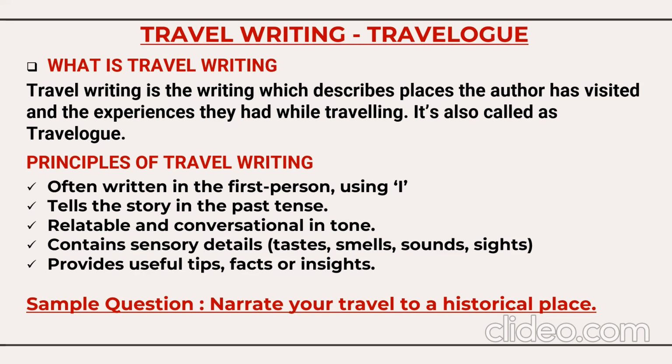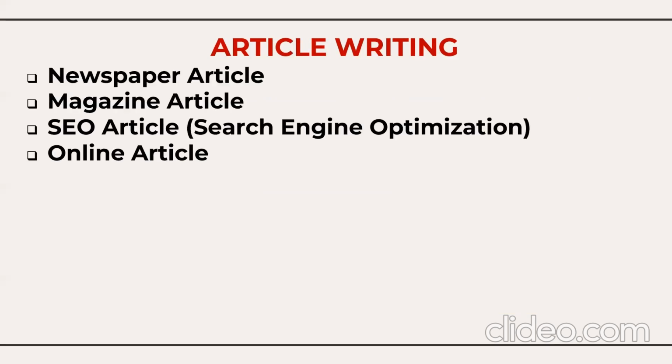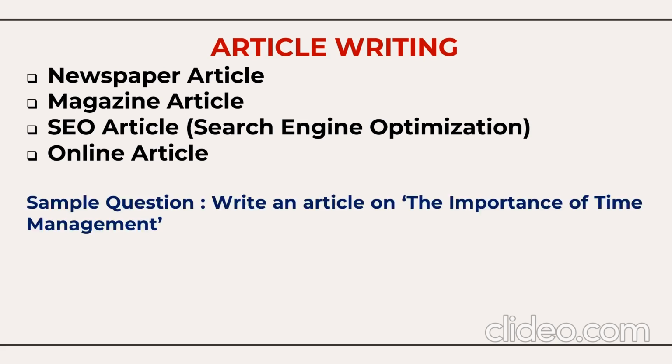Okay, first person, that is I. Next, you have in this section article writing. This is quite the largest section. So you have different types of articles: newspaper, magazine, SEO, online. You need not worry about it. They'll ask you a very simple question, in a simple manner: write an article on the XYZ topic.